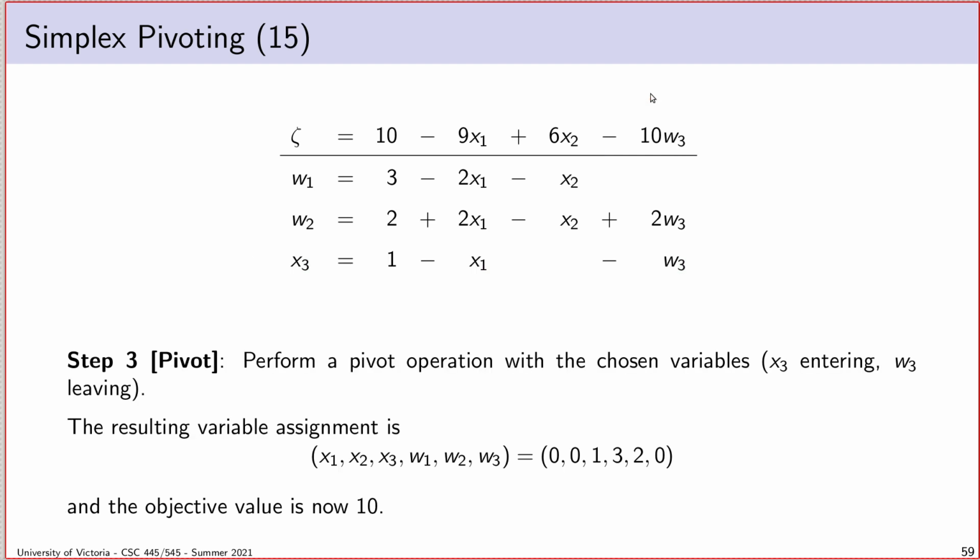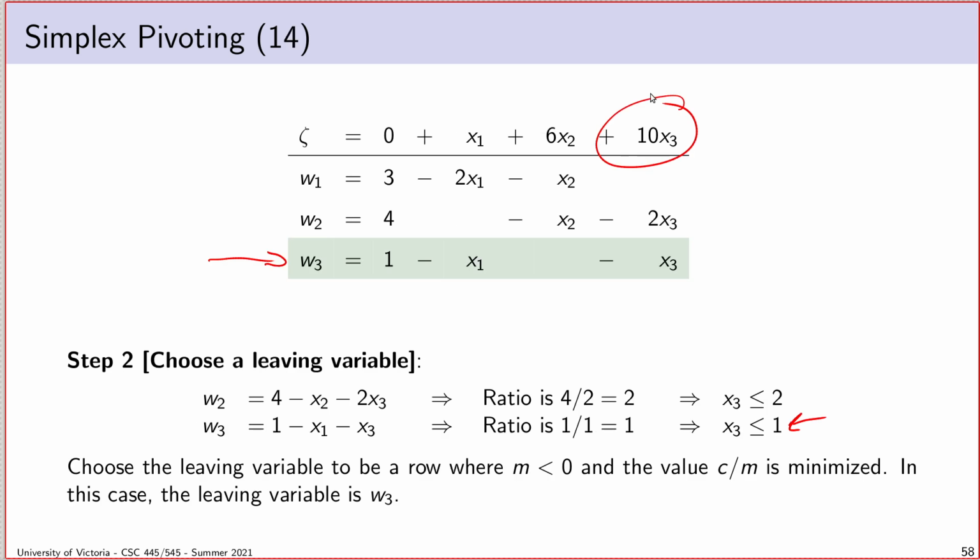All right, now I perform a pivot operation. And I guess it might be a good idea to map that out. So I'll run through the pivot operation on this slide here. Okay, so my entering variable is x3 and my leaving variable is w3. So I'm going to begin by writing out this row, the row of my leaving variable, in terms of my entering variable. That's going to be pretty easy because there's no multiplier. So x3 equals 1 minus x1, and then I move w3 to the right-hand side, minus w3.